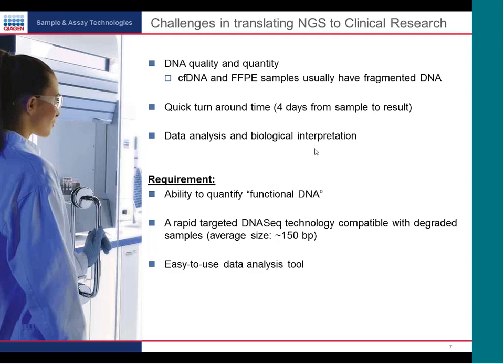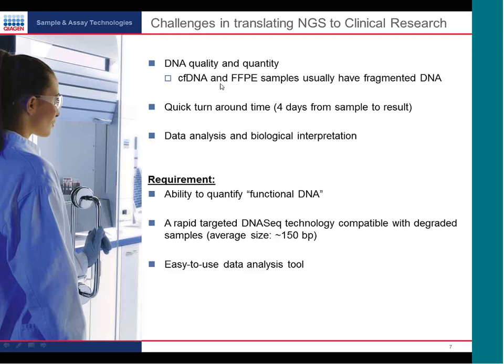To overcome these challenges, first of all, we require the ability to quantify functional DNA. By functional DNA, I mean the DNA which is accessible for target enrichment. Then we need a DNA sequencing technology which is rapid and compatible with degraded samples, say FFPE and circulating free DNA samples, which have an average DNA size of 150 base pair or so. And above all, we need easy-to-use data analysis tools. So these are the requirements to overcome the challenges listed above.